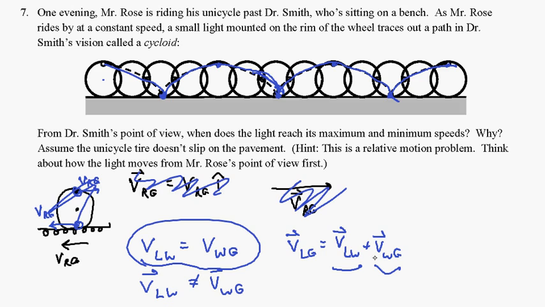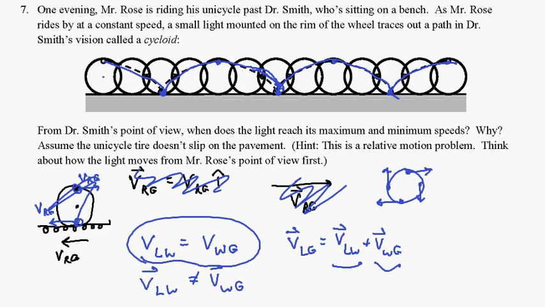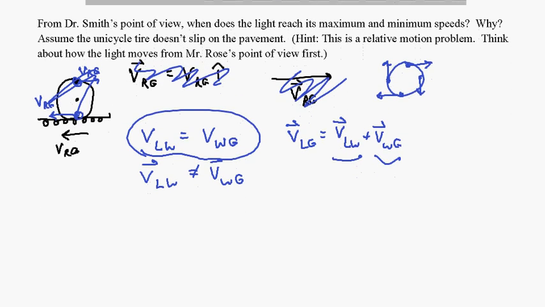VWG always points in one direction, let's say to the right, because the wheel is always rolling in that direction. VLW changes direction, so when the light is here, it's going down. When the light is here, it's going that way. When the light is here, it's going up. When the light is here, it's going that way. Okay? So let us move down a tad.